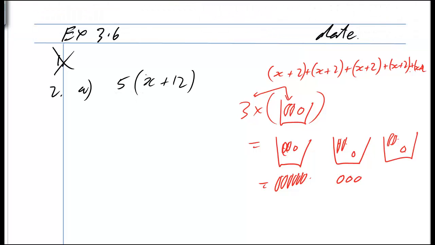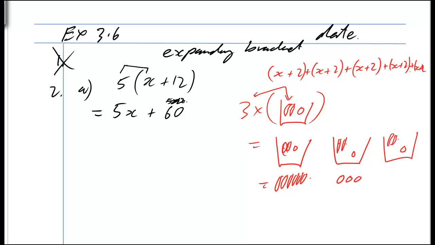We've got 5 lots of everything in the bracket. So we've got 5 lots of x, and we've got 5 lots of 12. Now 5 lots of 12 is 60. To get rid of those brackets, we call it expanding the brackets. All you do is get the number out the front and multiply it by each of the numbers inside the bracket. If it's an addition there, then you bring the addition down here and just add it. So you've got 5 lots of x, and 5 lots of 12 is 60.